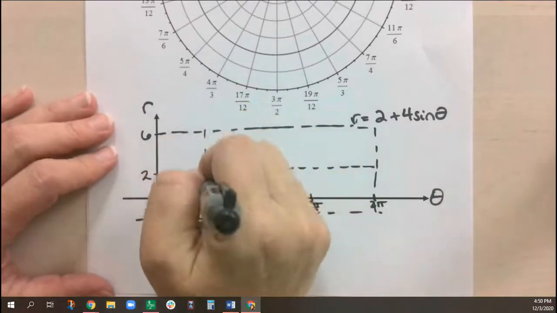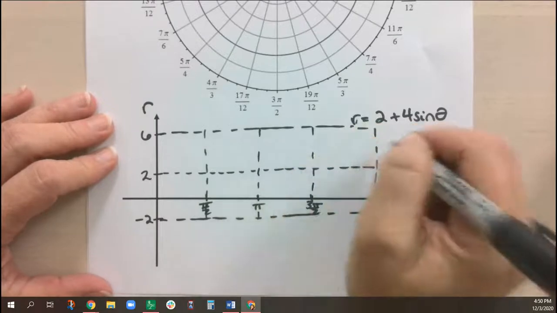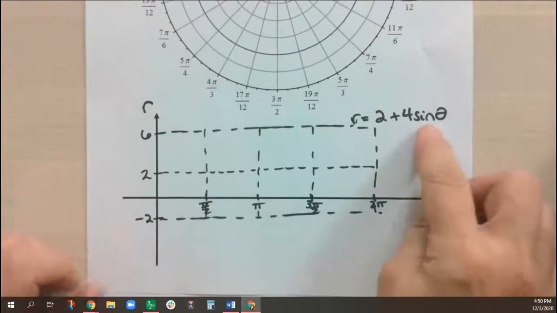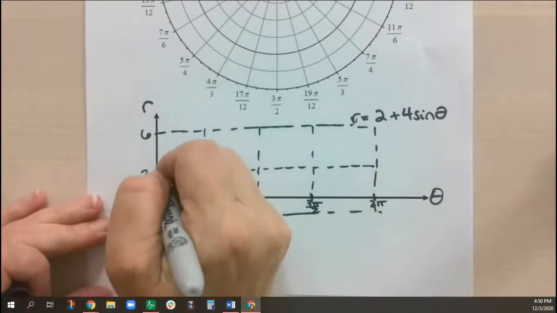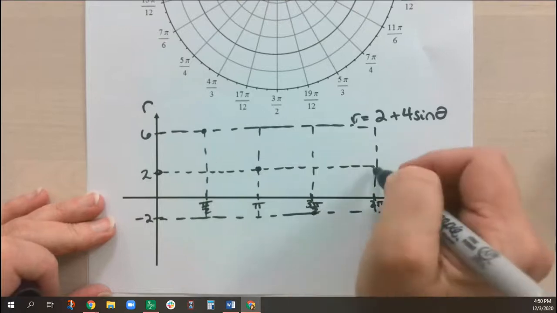Again, we're going to think about this in quadrants, one quadrant at a time. And this is sine. Sine, of course, starts in the middle. It goes to its maximum, back to the middle, then to its minimum, and then back to the middle.